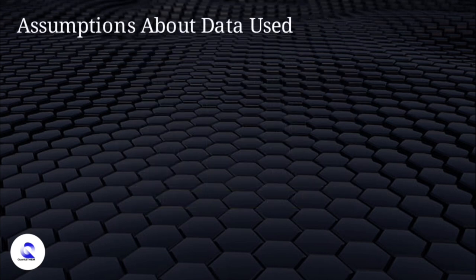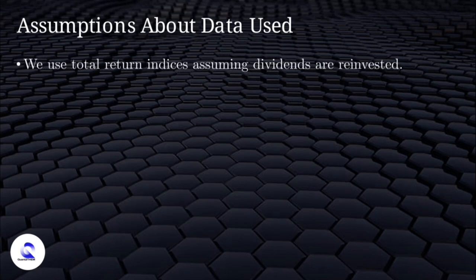Before performing the VaR and the ES calculations, we need to clarify some important assumptions about the data. First, we use total return indices, which means dividends are assumed to be reinvested in the portfolio. Second, since the investor is based in the United States, we must express all returns in US dollars.